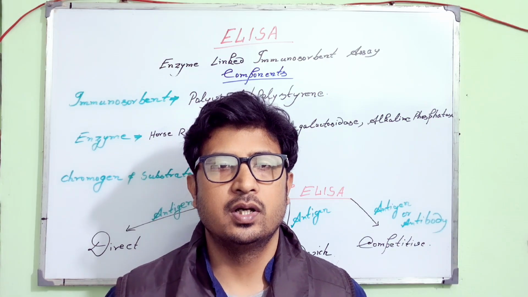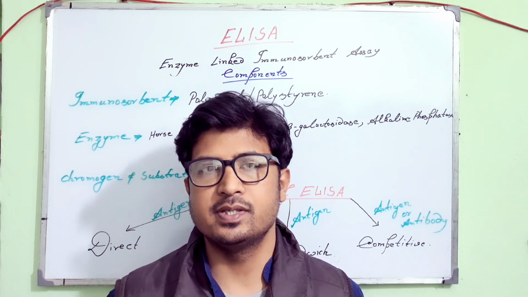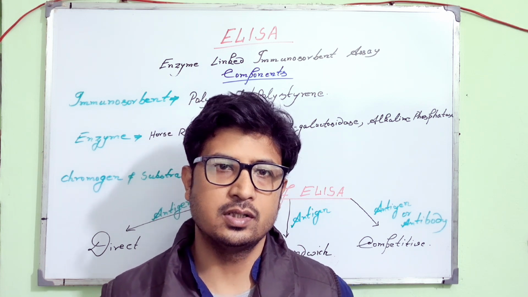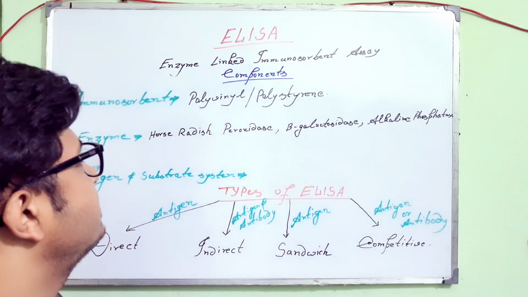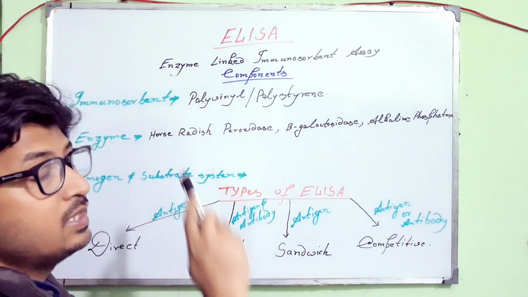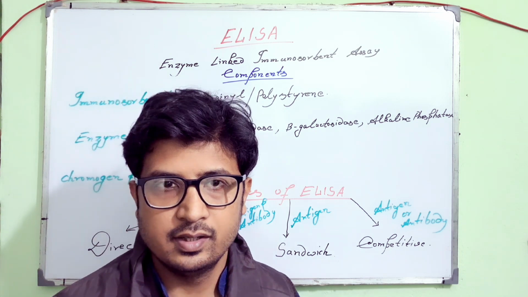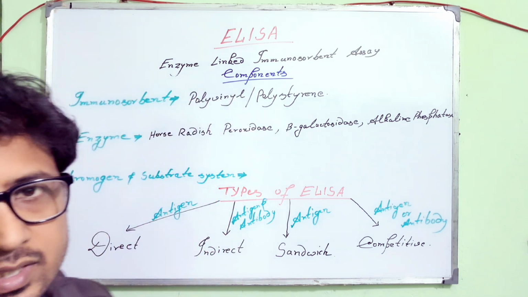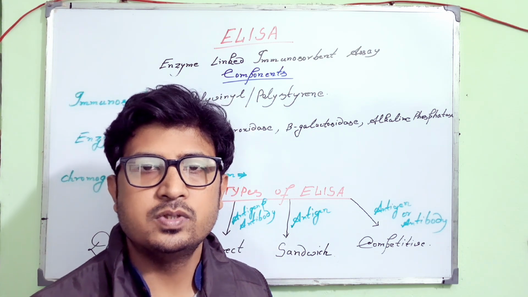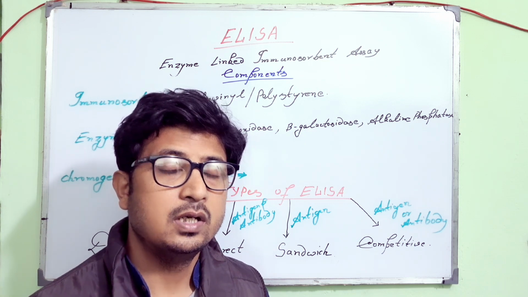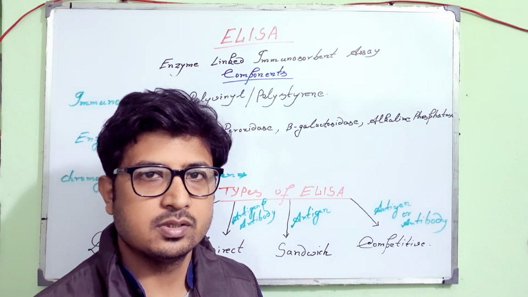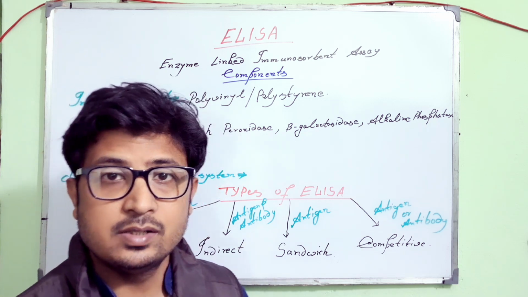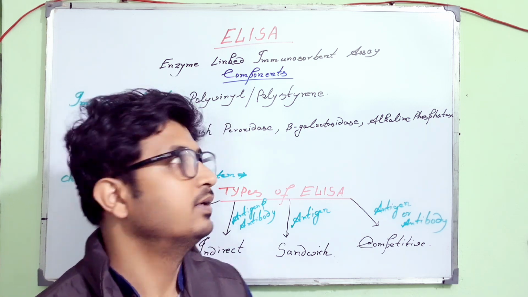Today I'll be teaching you ELISA. I will start from the basics and go through the types as well as the mechanisms. So what is ELISA? ELISA is known as enzyme linked immunosorbent assay. As the name suggests, there is an enzyme which is linked to an immunosorbent. Immunosorbent here means antibodies or antigens, and it is linked together to form the total assay.